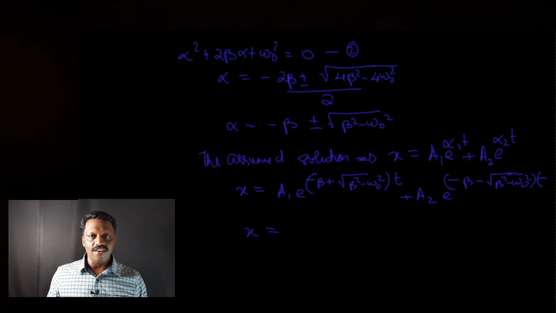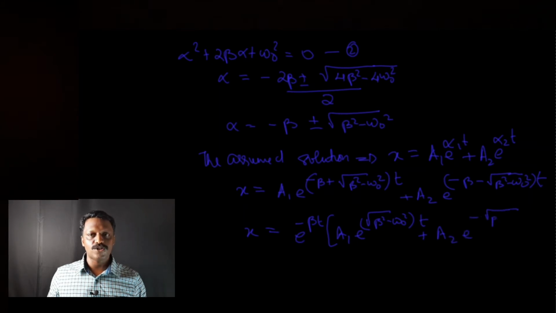This can be rearranged by taking the e raised to negative beta t term common, and this is the general solution of the differential equation of a damped harmonic oscillator. So x is equal to e raised to negative beta t, a1 e raised to root of beta square minus omega naught square times t, plus a2 e raised to negative root of beta square minus omega naught square times t.